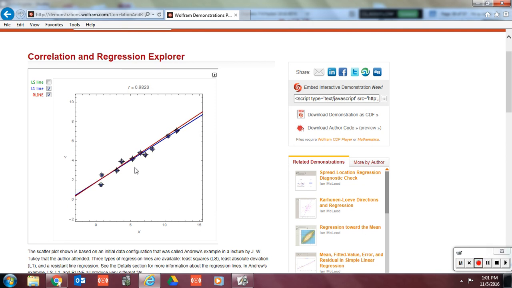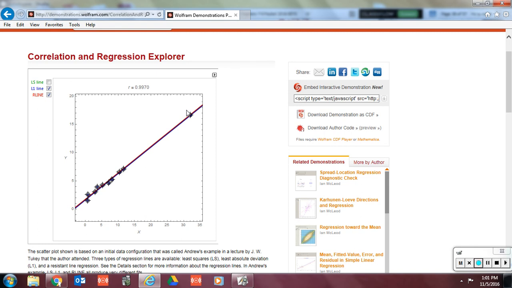This is where leverage comes into play. So I'm going to take a point that is far out in the x direction. I'm moving this point far away from the average x value of the other points. So this point out here has high leverage.